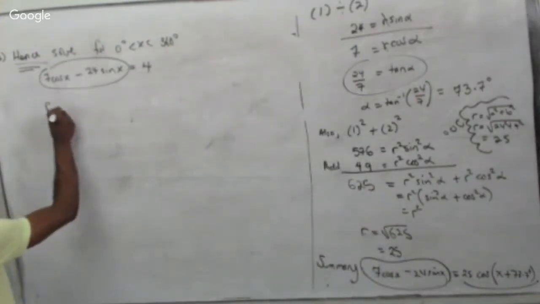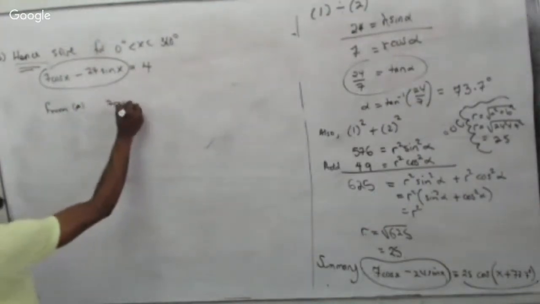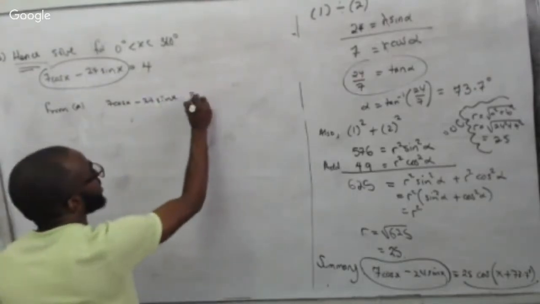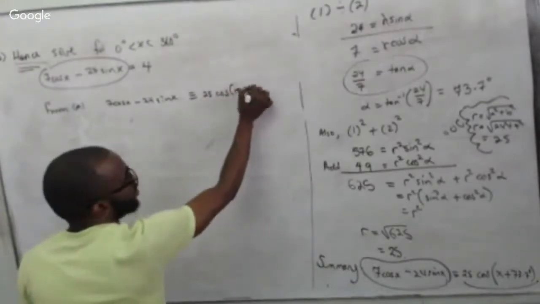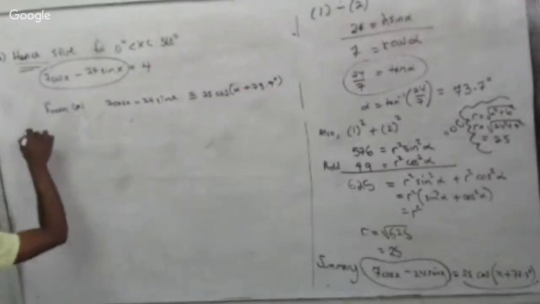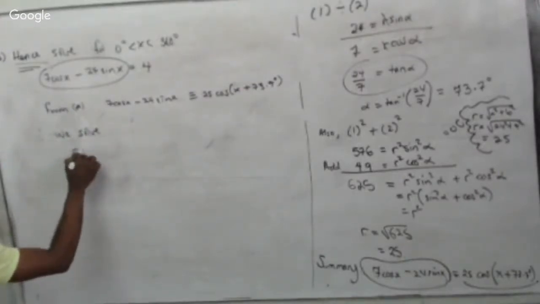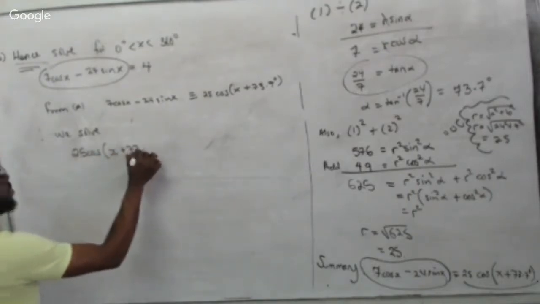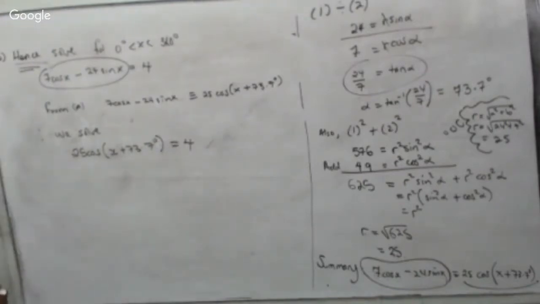You will say 7 cosine x minus 24 sine x is identical to 25 cosine x plus 73.7 degrees. Therefore, we solve 25 cosine of x plus 73.7 degrees equal to 4. Is that making sense so far?